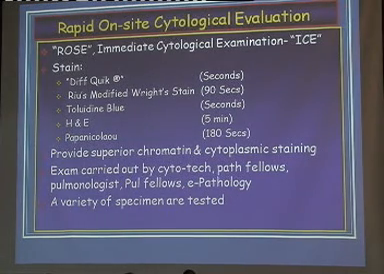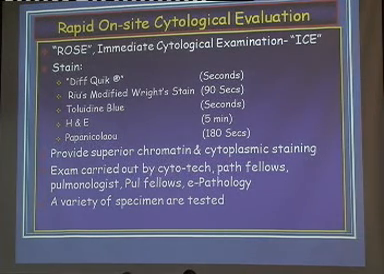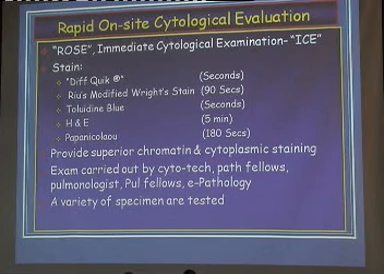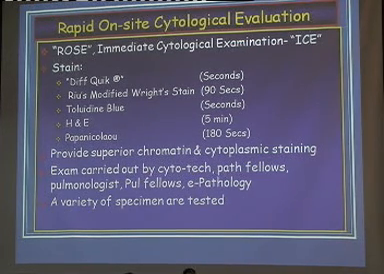You can also use the Romanowsky method, a Wright stain method, which takes 90 seconds. You can also use very simple toluidine blue, which gives you results in a few seconds. H&E stains can also be used for rapid on-site cytological examination. And of course, the very commonly used and very famous Papanicolaou stain gives you results in about 3 minutes. The reason it gives good results is that it provides superior chromatin and cytoplasmic staining.